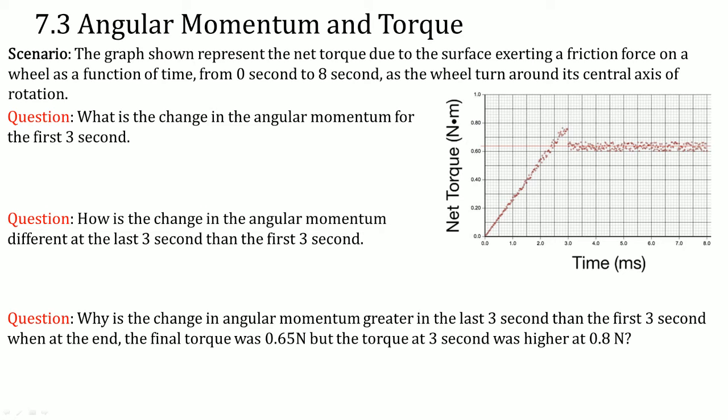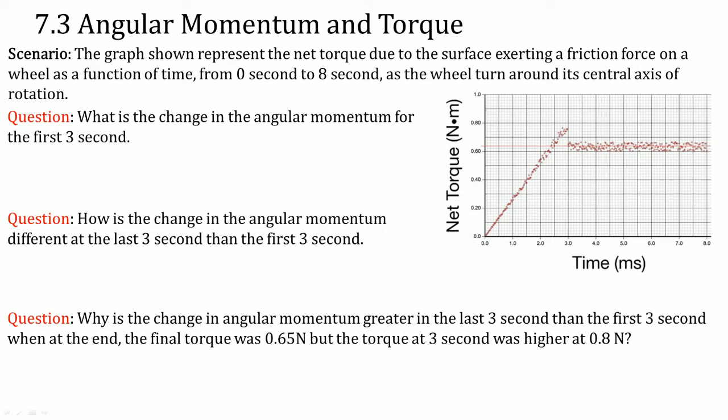Scenario. The graph represents the net torque due to the surface exerting a frictional force on a wheel as a function of time from 0 seconds to 8 seconds as the wheel turns around its central axle of rotation. First question. What is the change in the angular momentum for the first 3 seconds?